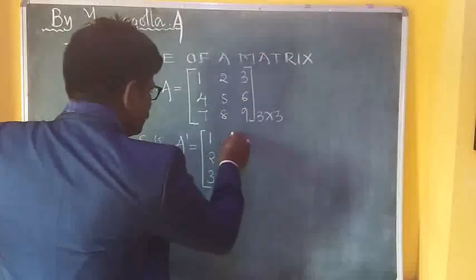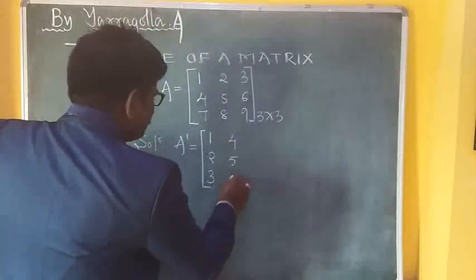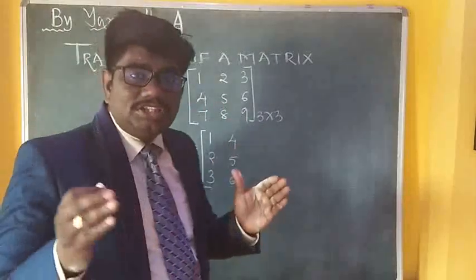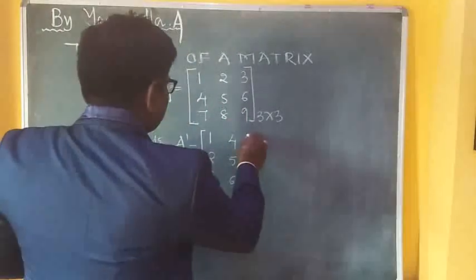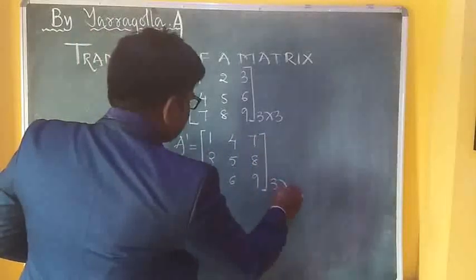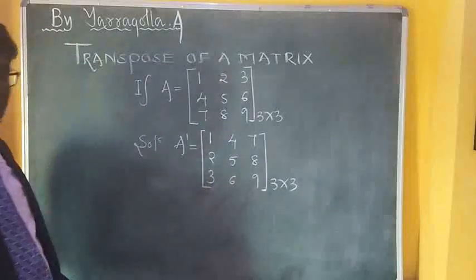Let us see this part. 4, 5, 6. Now 7, 8, 9 are the third row elements. Let us write them as third column elements. Now this is a transposed matrix.